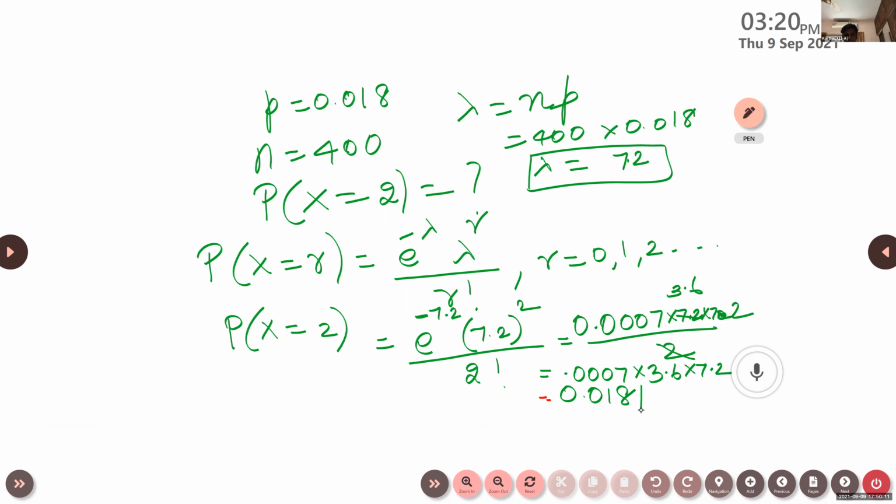Ma'am, in the question it is said to use e raised to minus 7 point is equal to 0.0074. Okay, the value is given there. If you take more decimal places, accordingly the value will change. We wrote only the first part from the table, but here the value is given, so you have to put that value.